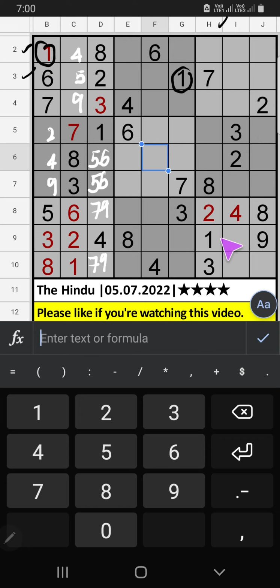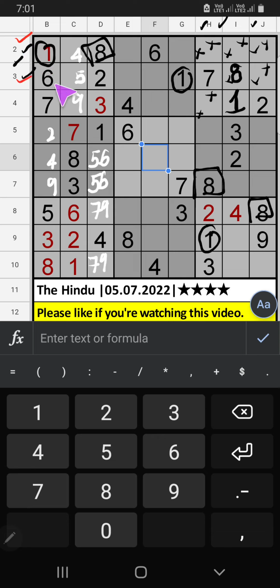Second row and third row, we have 1. Column H also we have 1. So 1 can't come in these cells. The 1 is confirmed here. Column H, column J and second row we have 8. So 8 can't come in these cells. Then 8 is confirmed here.